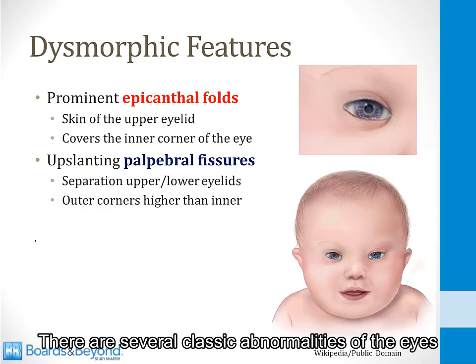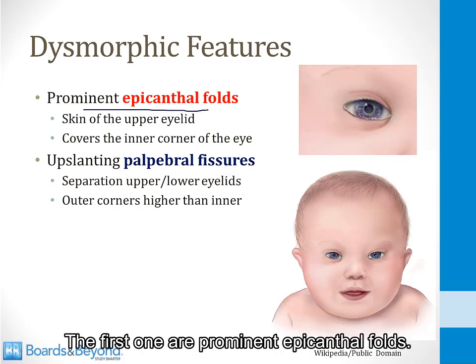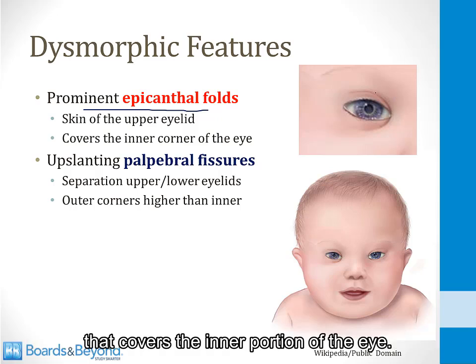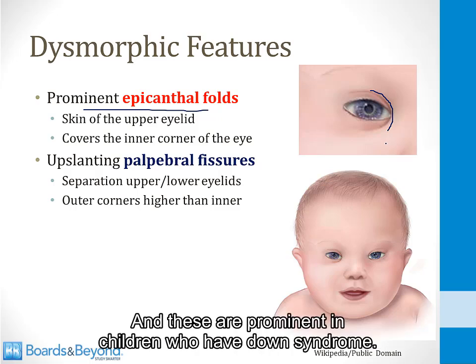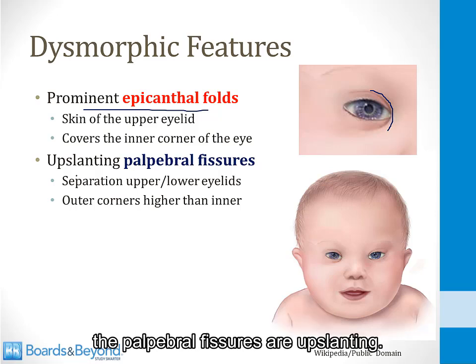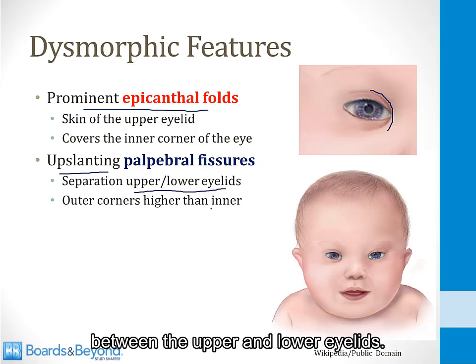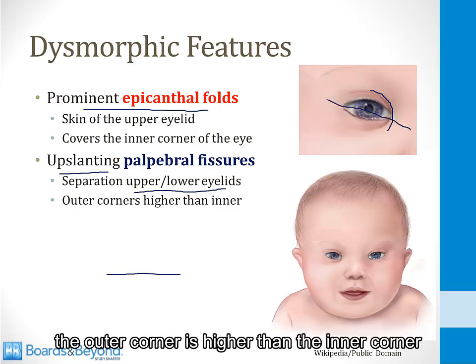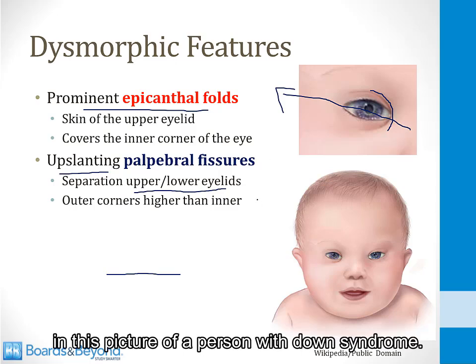There are several classic abnormalities of the eyes that can be seen in children with Down syndrome. The first one are prominent epicanthal folds. So the epicanthal folds are the skin of the upper eyelid that covers the inner portion of the eye. I'm marking it with my pen on this zoomed in image on the screen here, and these are prominent in children who have Down syndrome. Also in children with Down syndrome, the palpebral fissures are upslanting. The palpebral fissures are the separation between the upper and lower eyelids. Normally they are horizontal. However, as you can see in this zoomed in picture, the outer corner is higher than the inner corner, and therefore they are upslanting in this picture of a person with Down syndrome.